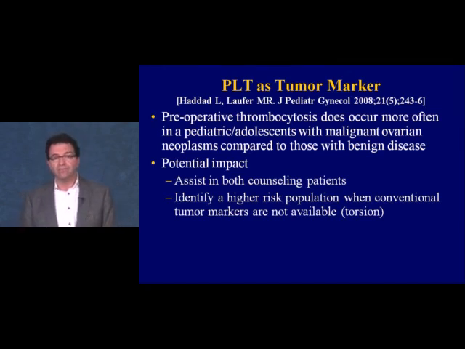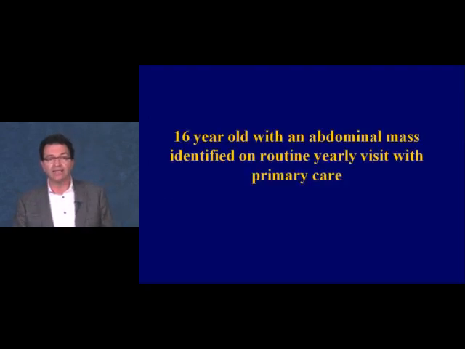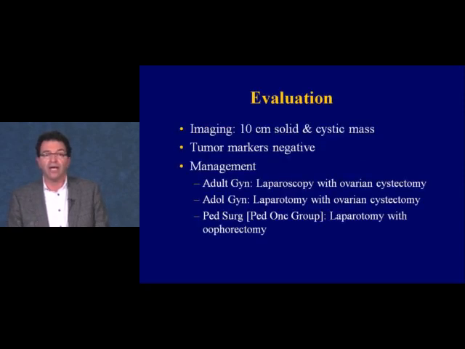In addition, we can ask the question about platelets. And platelets have been noted to be elevated in ovarian malignancies, both in adults and in adolescents. So that may be another helpful marker.